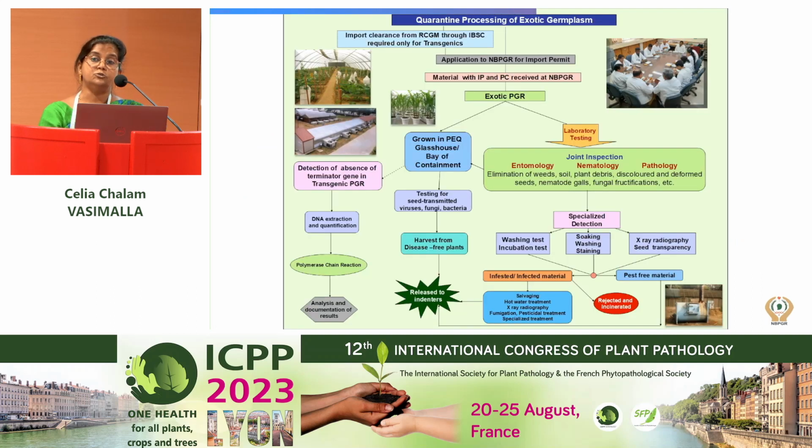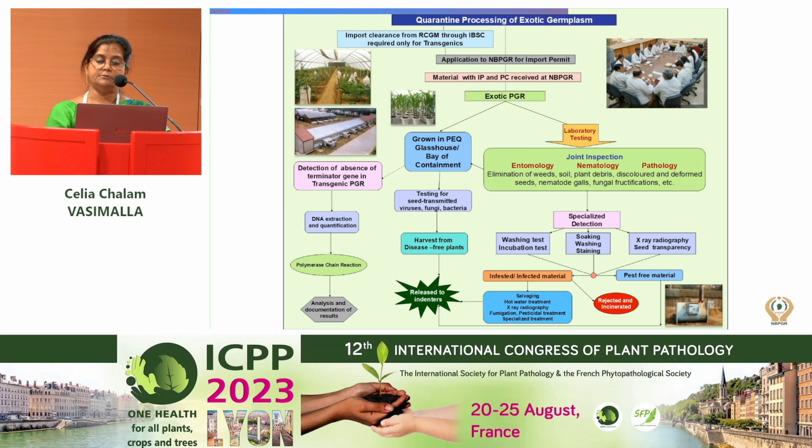This is the whole story of how we do the quarantine processing of exotic germplasm in India at NBPGR. For transgenics, we need clearance from DBT, Government of India, and others; for non-transgenics, we don't need that clearance. Then the Director of NBPGR gives the import permit depending upon the country. Suppose it is from the USA, we say that the germplasm should be free from soybean downy mildew, bean pod mottle virus, tomato ring spot virus, etc.